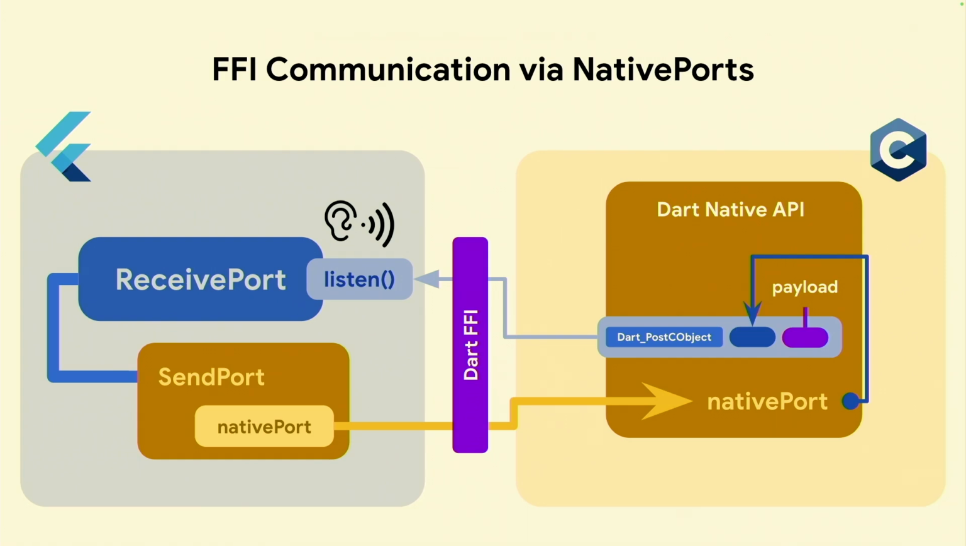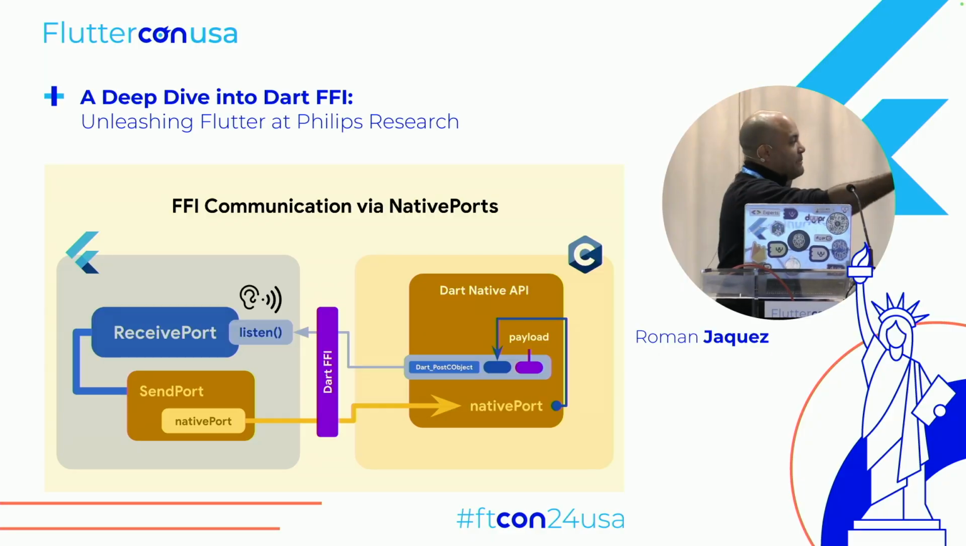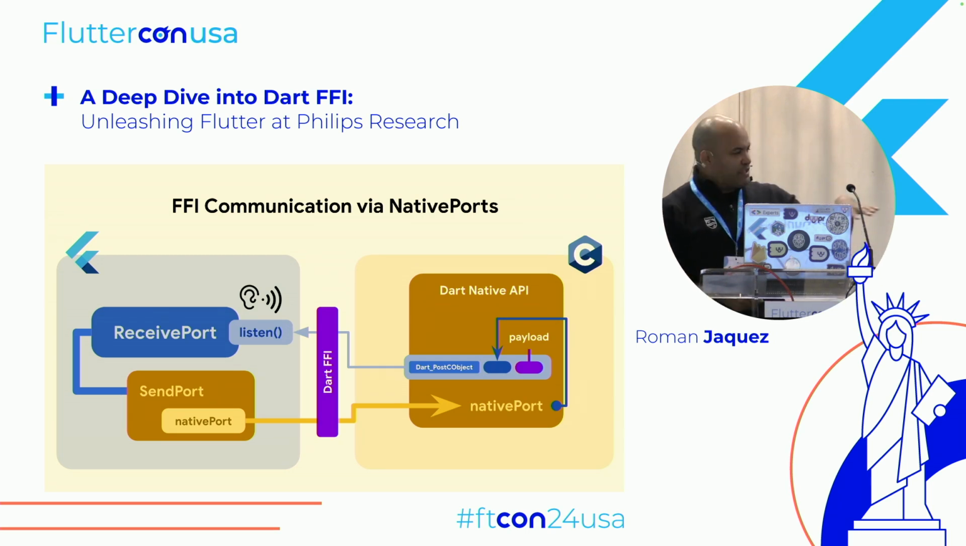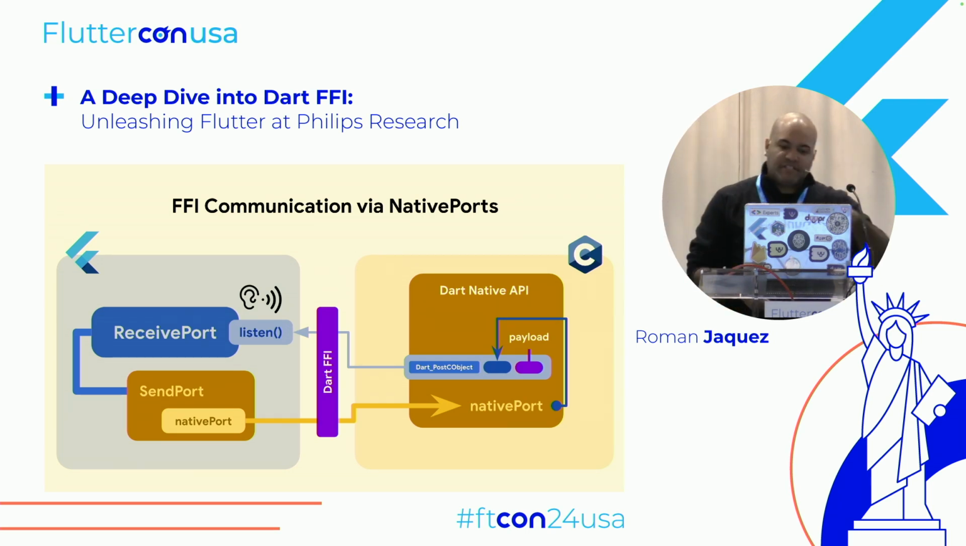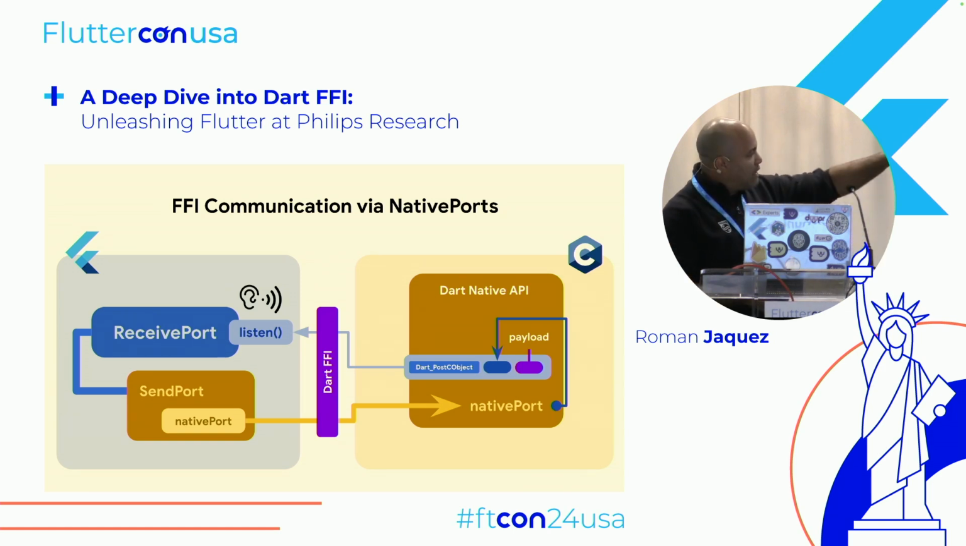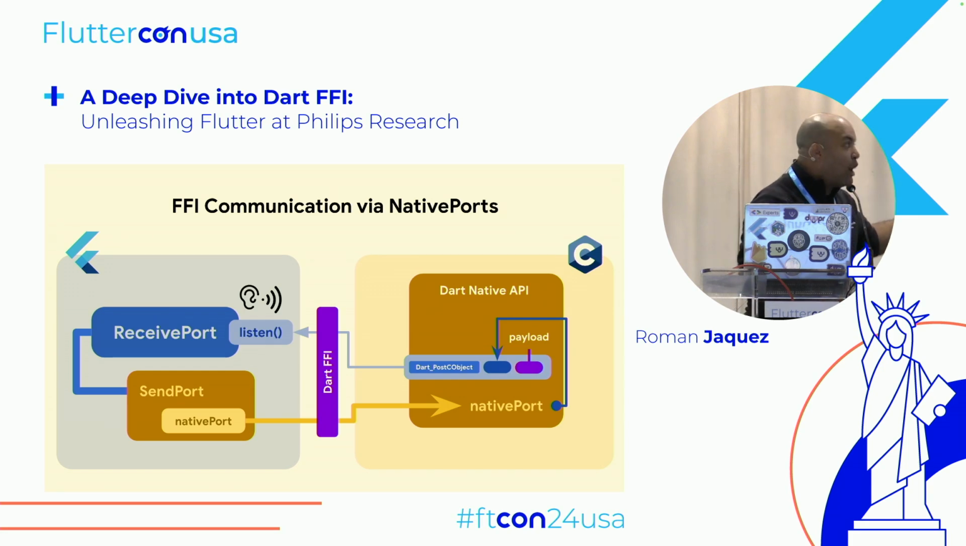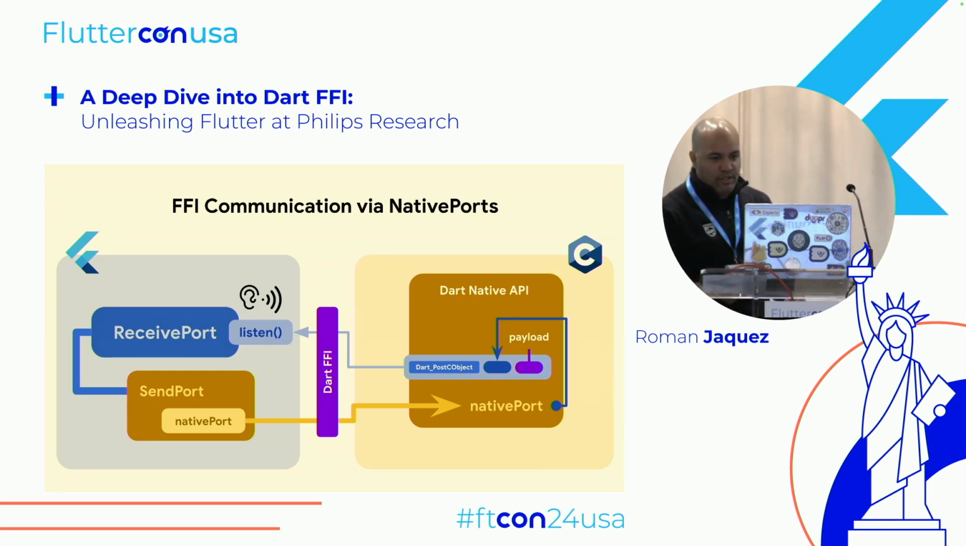So you can send any type of payload. You can send an image. You can send JSON. You can send any model. You need to use the port, pass the payload, and you can send it over to the corresponding receive port on the Dart side of things. This is what they call the post C object. And then the C++ code that actually interacts with the Dart native API, you actually have to bring it into your library, because your code doesn't know how to talk to Dart. And this is exactly what I'm going to show in just a minute.